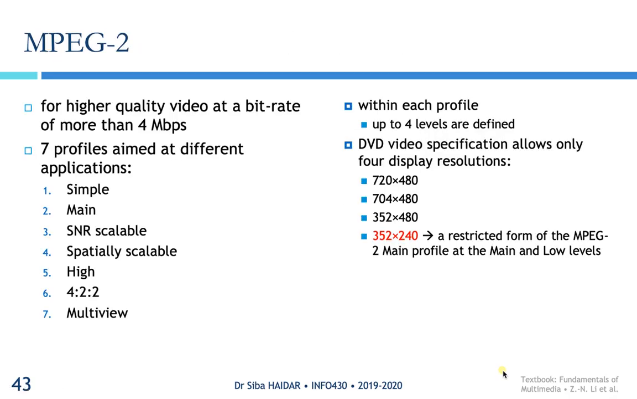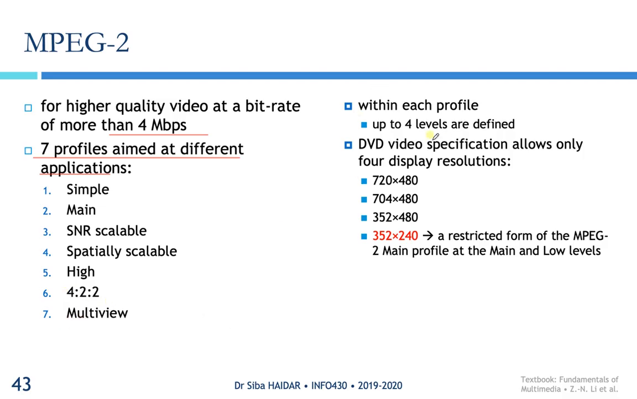As for MPEG-2, it is conceived for higher quality videos at a bit rate of more than 7 megabits per second. It provides several profiles aimed at different applications. So you choose the profile according to which application you want to use the video inside: simple, main, signal to noise scalable, spatially scalable, high, another with 4:2:2 chroma subsampling, or multi-view.